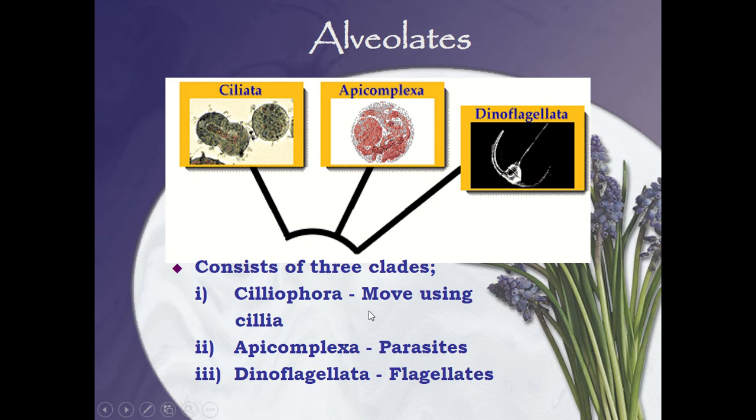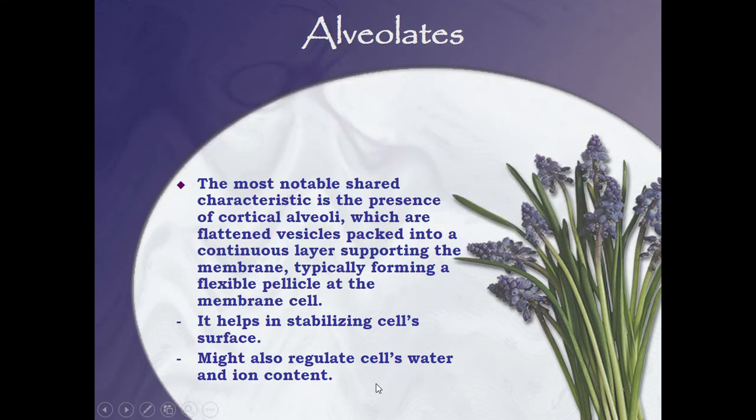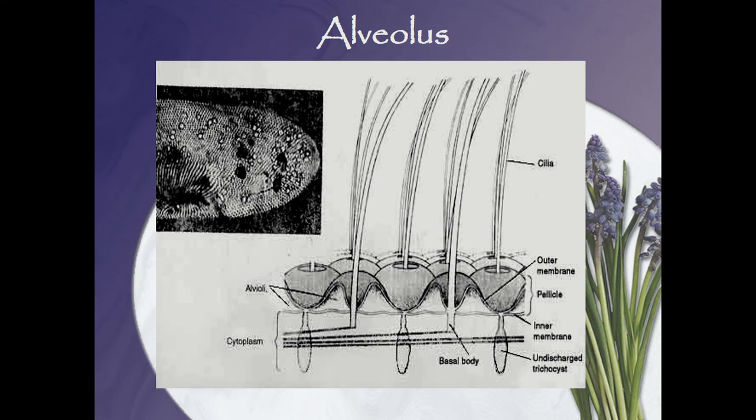For ciliates, also known as Ciliophora, they move using cilia. Meanwhile, for apicomplexans, most of them are parasites, and dinoflagellates move using flagella. All of the alveolates typically have a flexible pellicle at the cell membrane, in which this pellicle helps in stabilizing the cell surface, and it is also used to regulate the cell water and also the ion content. This is the structure of the alveolates.